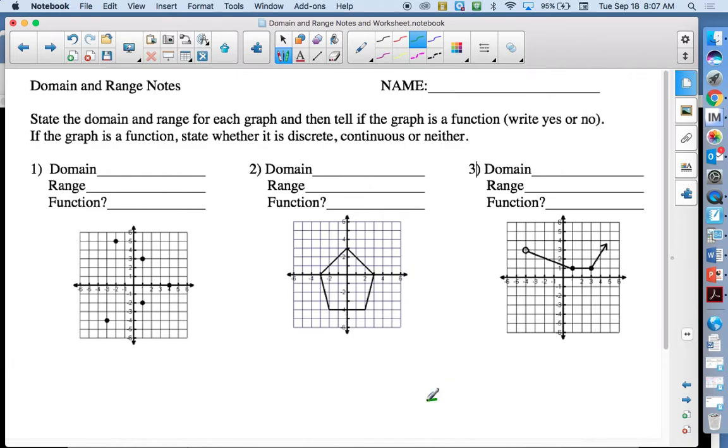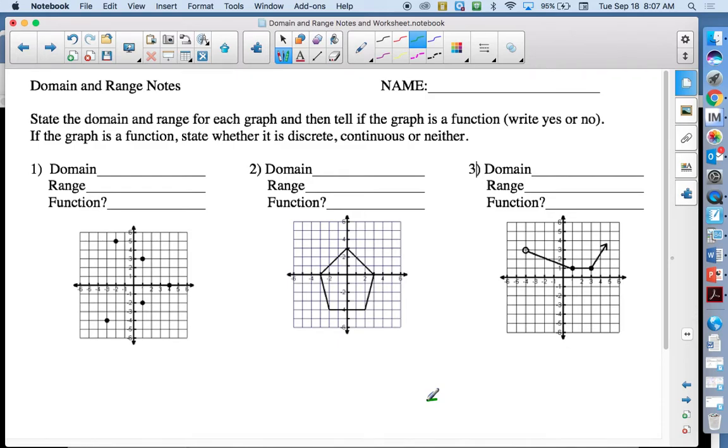So it wants us to state the domain and the range for each graph. Tell whether the graph is a function, and then if it is a function, state if it's discrete or continuous or neither. So only if it's a function can it be discrete or continuous. If it's not a function, then we're not going to worry about it. So if you look at number 1, let's worry about the function part first. Number 1, we just have some points here. Is it a function?